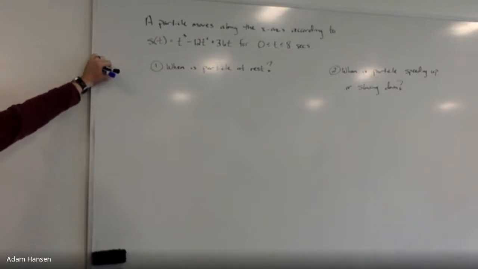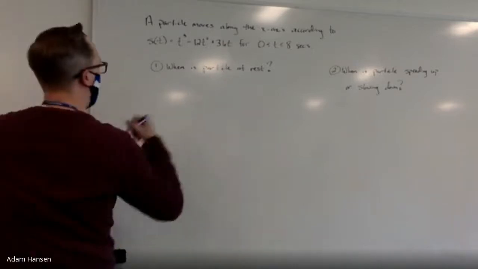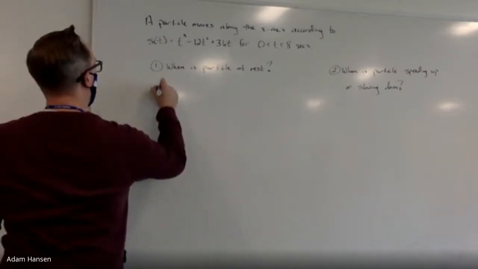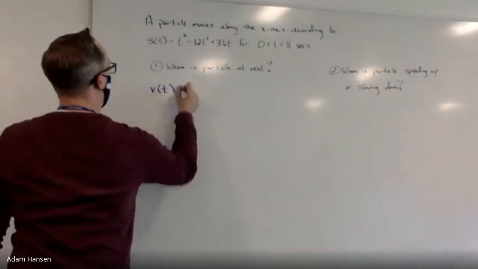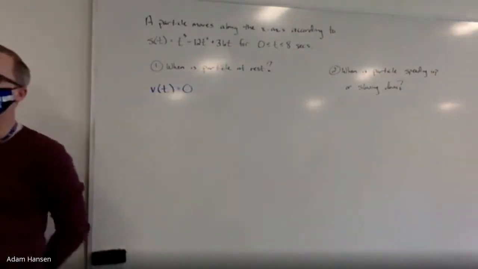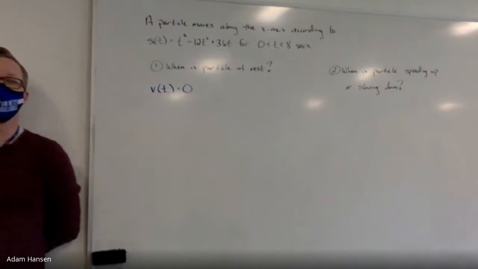Set what equal to 0 though? Not the s of t, the v of t. s of t equals 0 would just tell me when the particle is back where it started, at the origin. v of t equals 0 tells you when the particle's not moving backwards nor forwards. It's at rest.